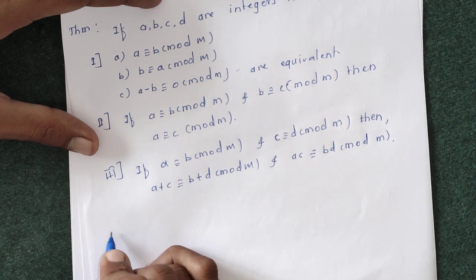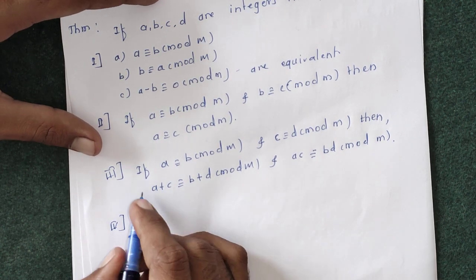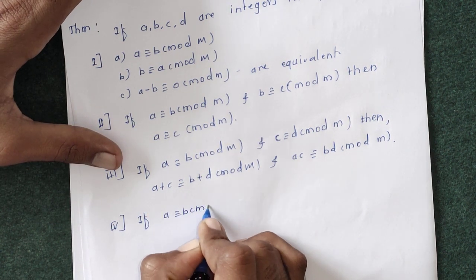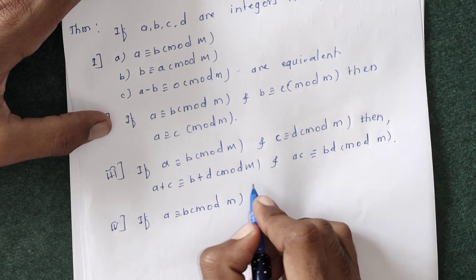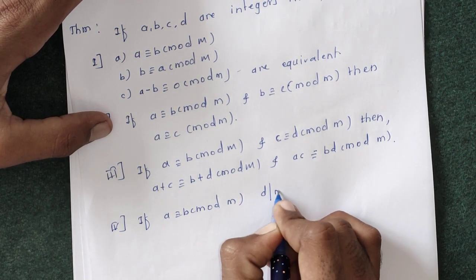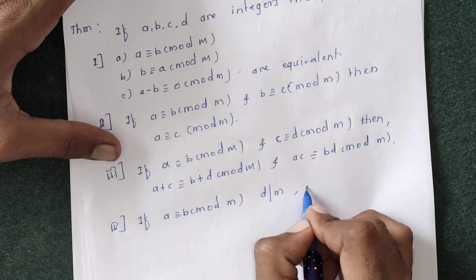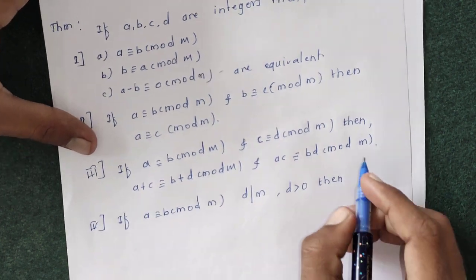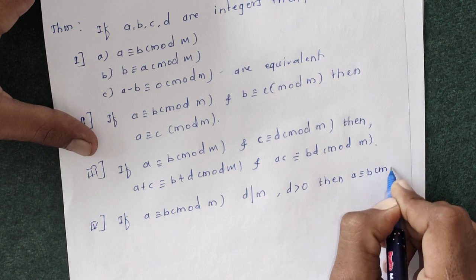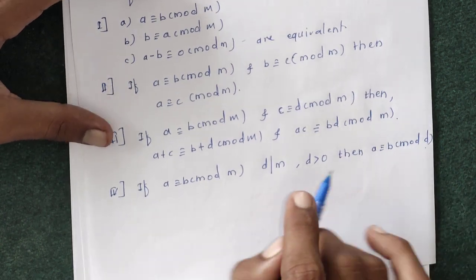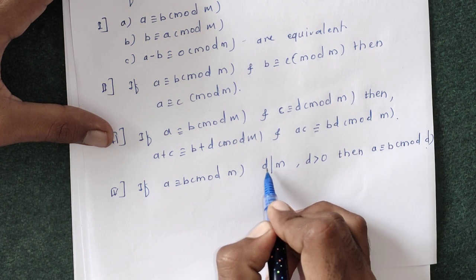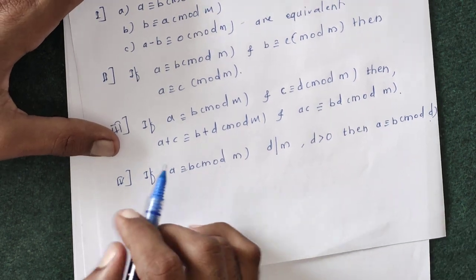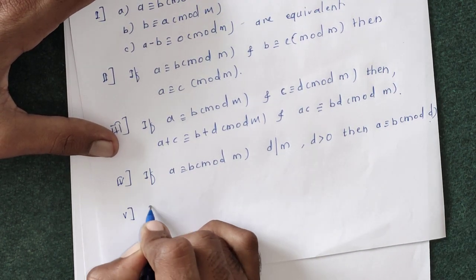The fourth statement is: if A is congruent to B mod m, and d is another positive divisor of m, that is d divides m and d is greater than 0, then A is congruent to B mod d. If A is congruent to B mod m and there exists a positive divisor d of m, then A is congruent to B mod d. This is the fourth statement.